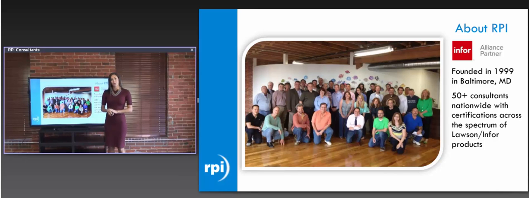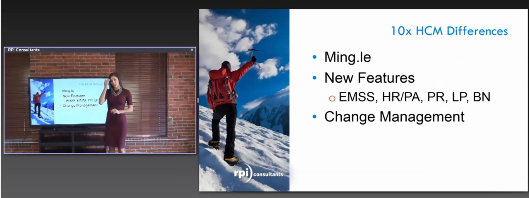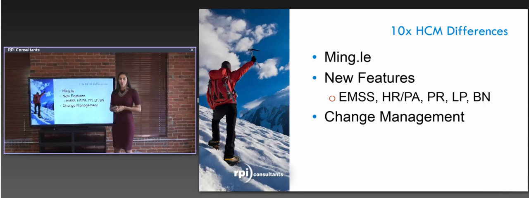Like Keith said, we're going to be going over the version 10 HCM differences, new and available to you in your new upgrade. So this is our agenda for today. First thing we're going to go through is Mingle. Mingle is the new place that you're going to be logging into. It's the new portal, essentially. More on that later. And then we're going to be going through module-specific differences, so self-services, HRPA, all that stuff. Then we have a couple slides on what RPI recommends for change management as you're upgrading to version 10.